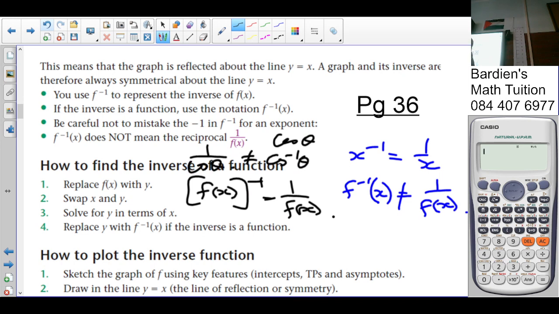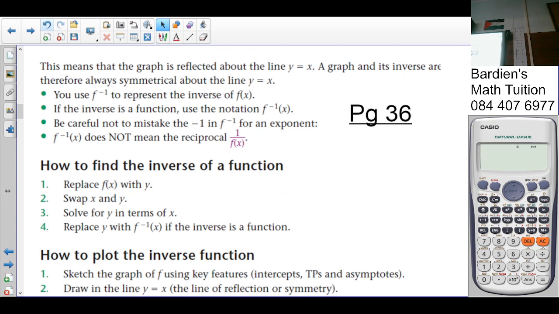Because cos is a function. So that is also not the case. Importantly, f to the minus 1 of x is never equal to 1 over f of x.